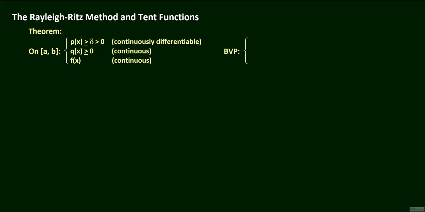The boundary value problem is given by the equation minus d by dx of the product of p of x and dy by dx plus q of x times y equals f of x, with the boundary conditions that y of a and y of b are both 0.